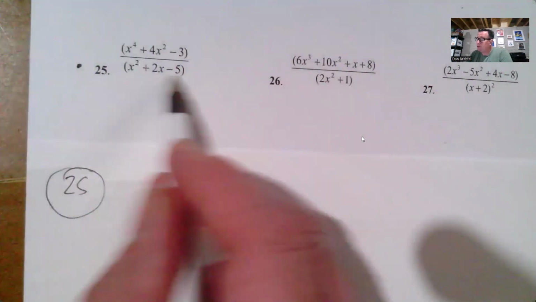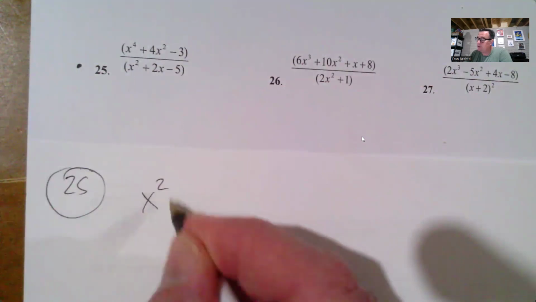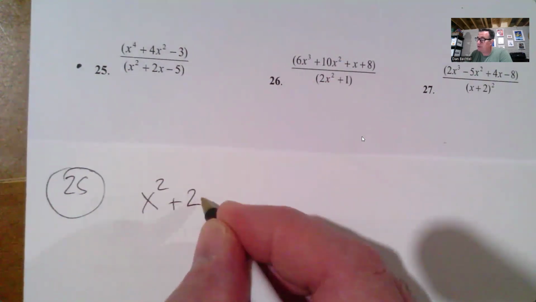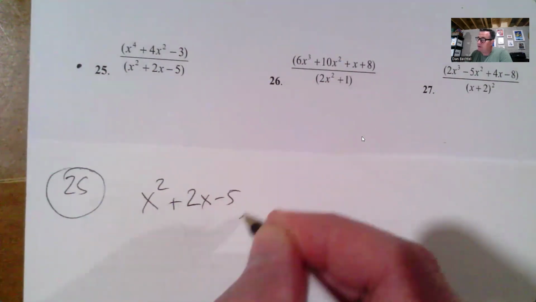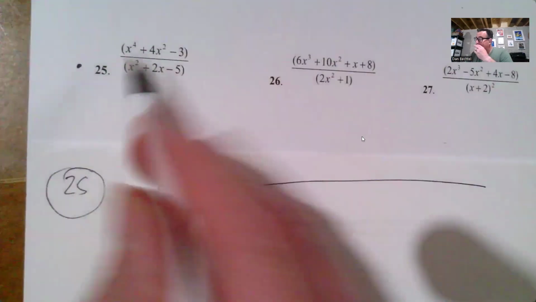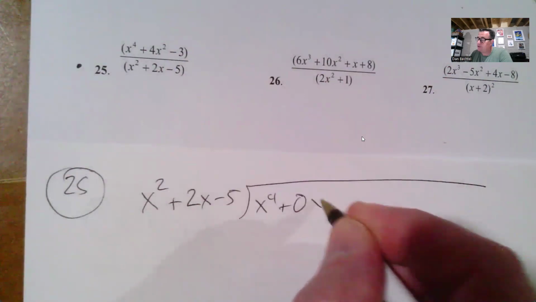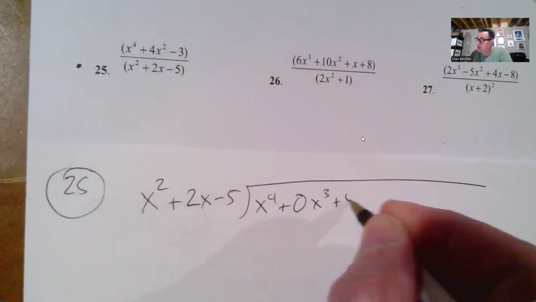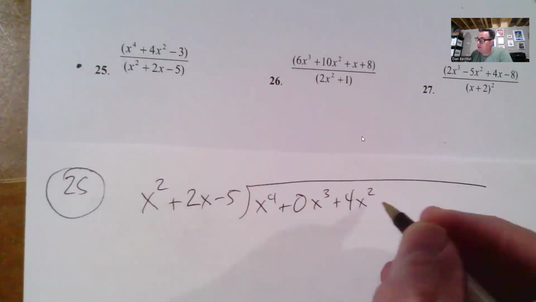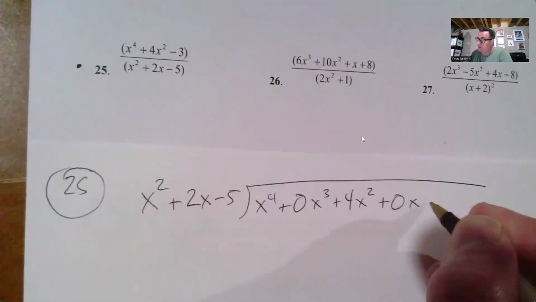We will have those 3 terms on the outside here because we are dividing by x squared plus 2x minus 5. And then I'm starting with an x to the fourth. I'm going to work my way down. So I don't have an x to the third. I'll put a 0. I do have an x squared. I don't have an x, so I'll put a 0. And I do have a minus 3.